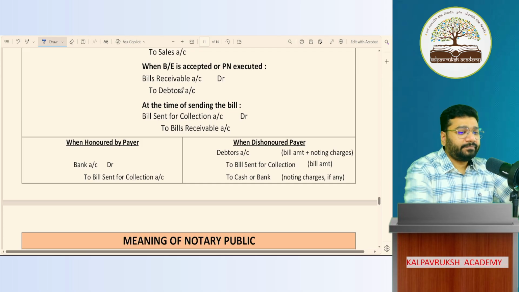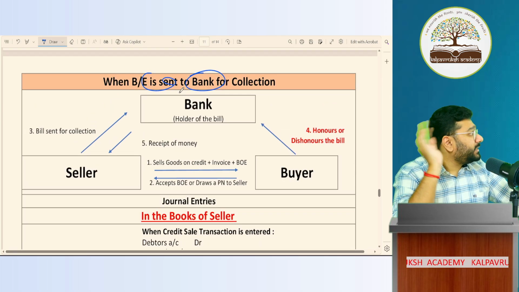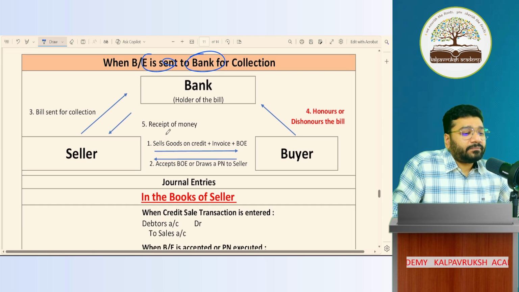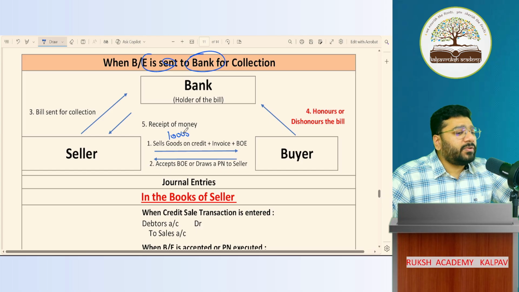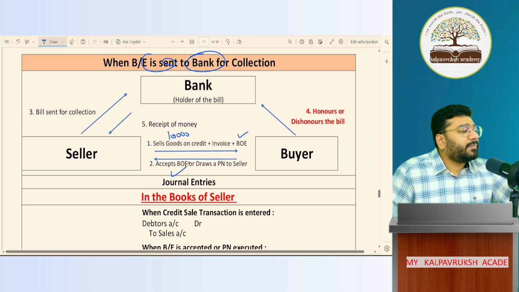Okay, no problem. Can I do it here itself, in this diagram itself? Okay. Seller sold goods worth 10,000 to buyer. Observe, observe well. Seller sold goods for 10,000 to buyer. Along with that, he's given the bill of exchange. The buyer has accepted the bill of exchange and given it back to the seller.